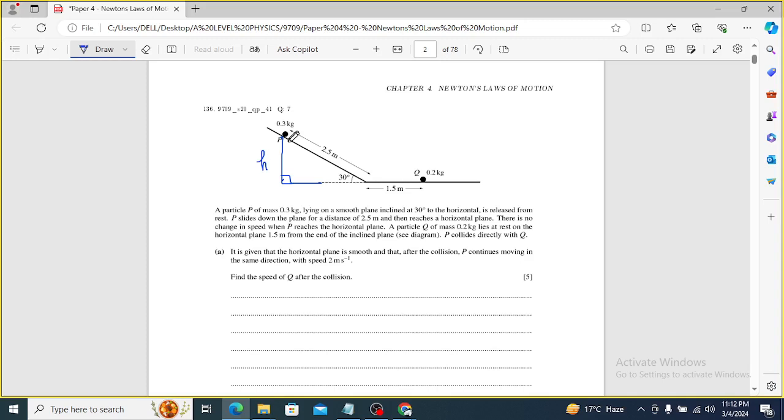Its initial velocity will be zero. P slides down the plane for a distance of 2.5 meters and then reaches a horizontal plane. There is no change in speed when P reaches the horizontal plane. A particle Q of mass 0.2 kg lies at rest on the horizontal plane 1.5 meters from the end of the inclined plane. P collides directly with Q. It is given that the horizontal plane is smooth, and after the collision P continues moving in the same direction with speed 2 meters per second. Find the speed of Q after the collision. This is a 5 marks question.